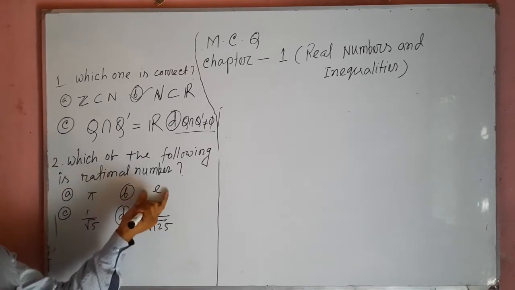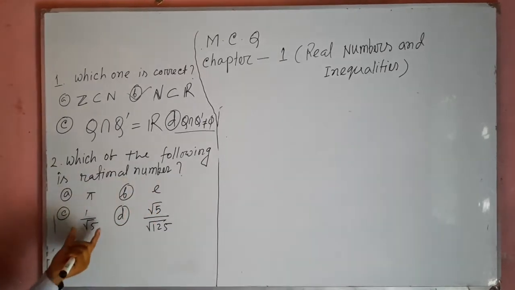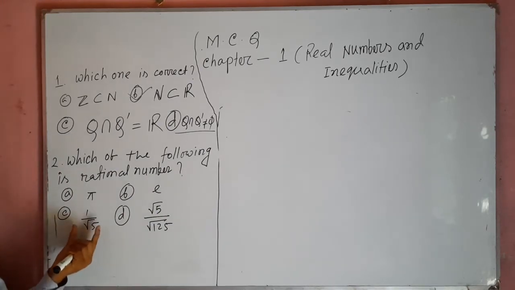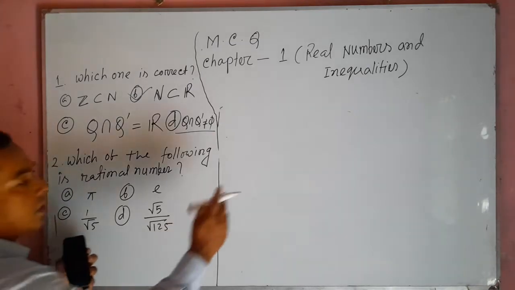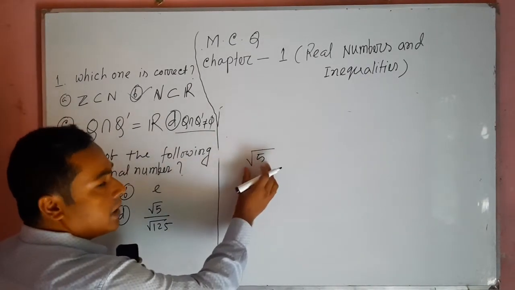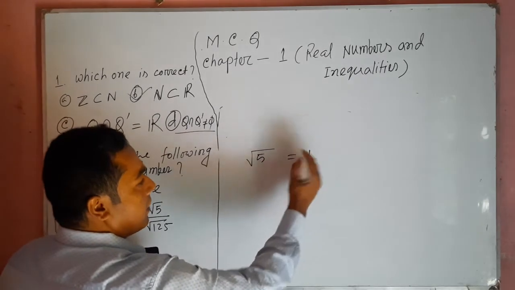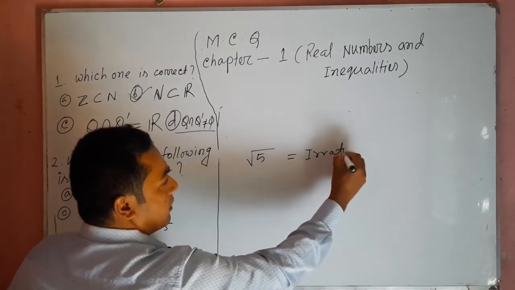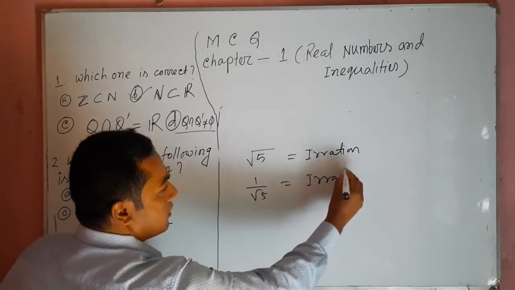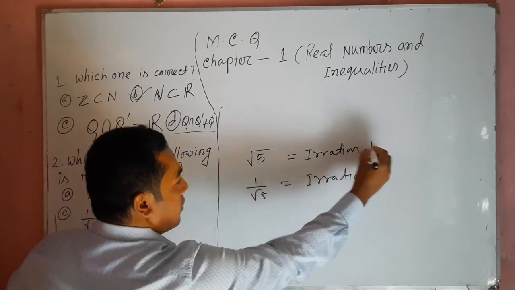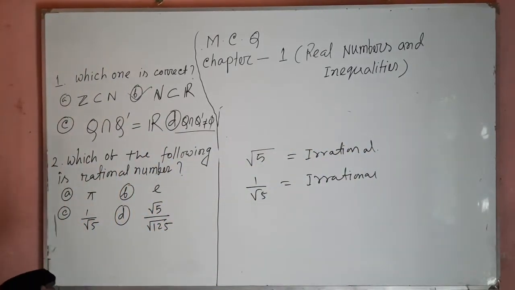Okay, and e is also an infinite decimal number. Okay, 1 by root over 5. 1 by root over 5 is not a rational number. It is also an irrational number, because the root of any non-perfect square is always an irrational number. Irrational. Okay, 1 by root 5 is also irrational. And only one answer option is left. So this is our answer.